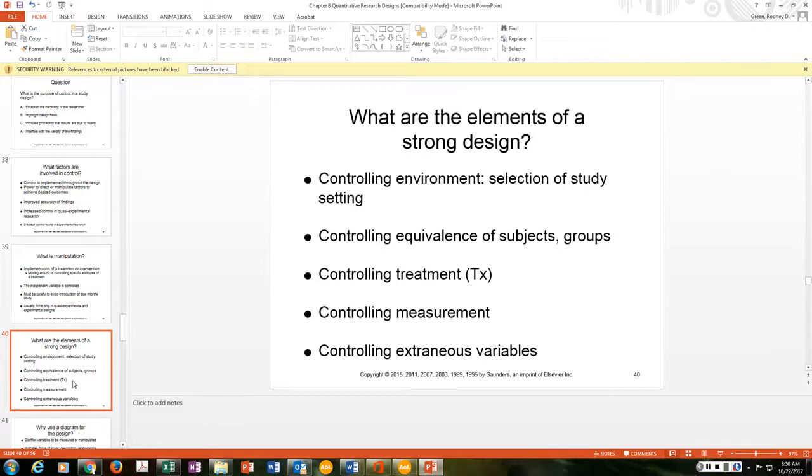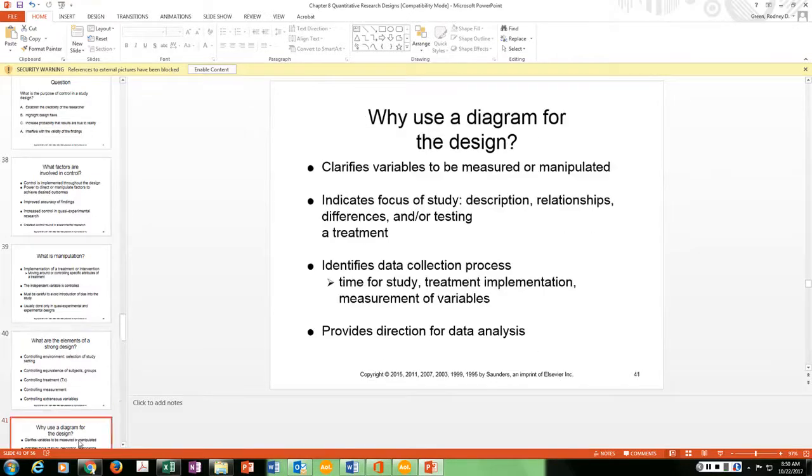What are the elements of a strong research design? A controlled environment, selection of the study setting, controlling the equivalence of subjects or groups, controlling the treatment, controlling the measurement, and controlling extraneous variables.